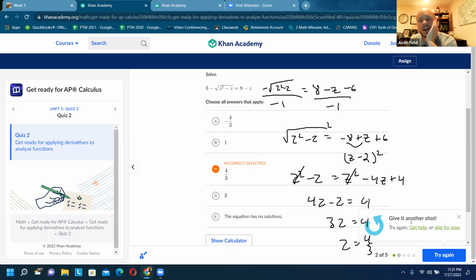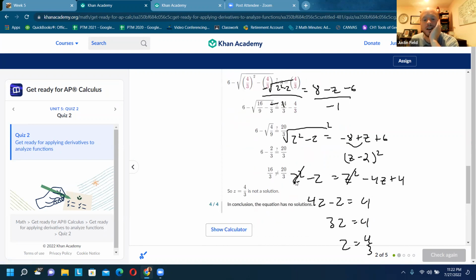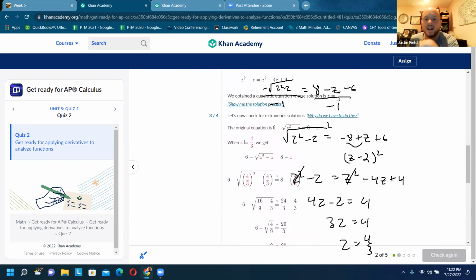What did I forget? Did I forget to substitute it back in to see if it actually works? Or did I forget a negative? Why don't I just look and see? I think that I forgot to substitute it back in to see if it works.